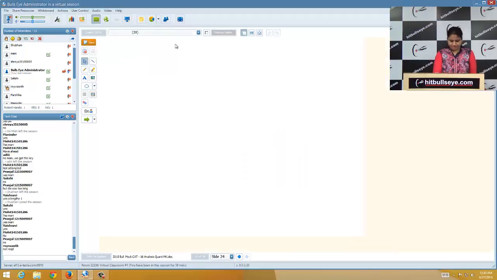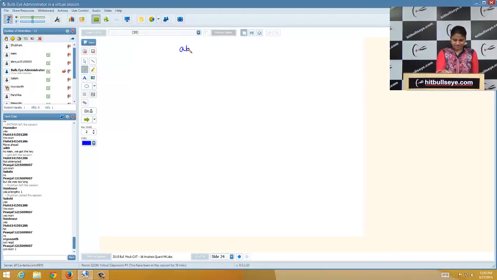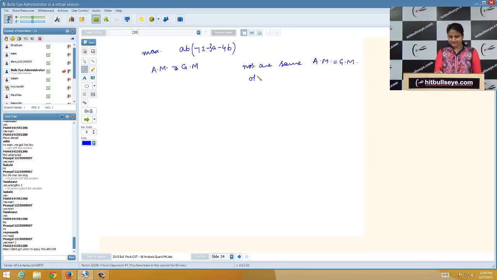Question number 1, first of all, it says AB(72 - 3A - 4B). We want to maximize this thing. See, in every Bullseye mock we have a question on this inequality: arithmetic mean is greater than or equal to geometric mean is greater than or equal to harmonic mean. Please master this inequality. What is the thing? Arithmetic mean is always greater than or equal to geometric mean, and equality holds if the numbers are the same. Then arithmetic mean is equal to GM. Otherwise, arithmetic mean is always greater than GM.